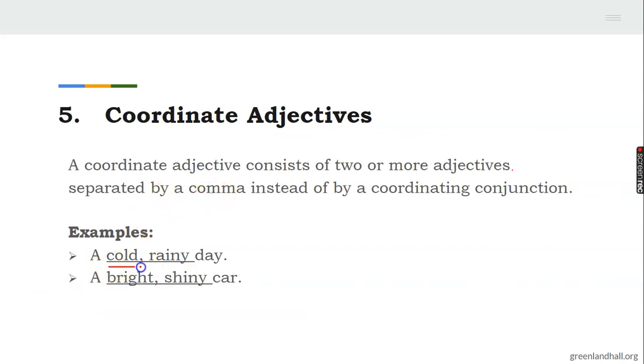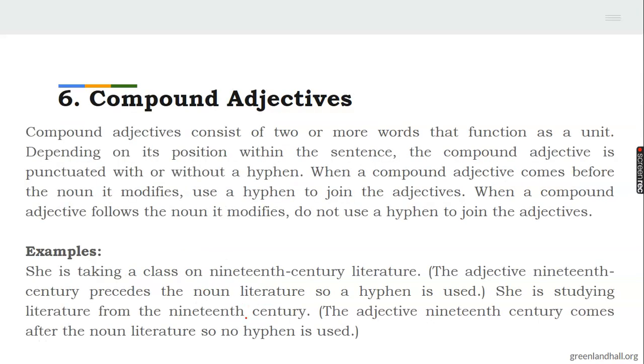So here we have cold, rainy. A cold, rainy day. The next one we have a bright, shiny car. Bright, shiny. So they are separated by what? This comma. That's why they are named coordinate adjectives. That's CA, coordinate adjective. Alright, let's move to the next one.